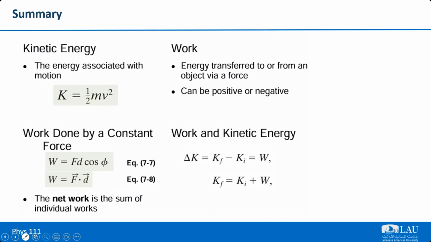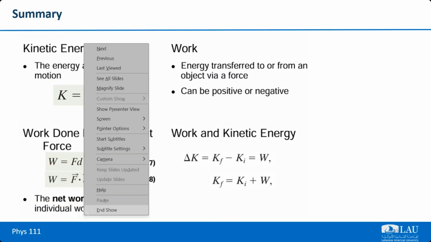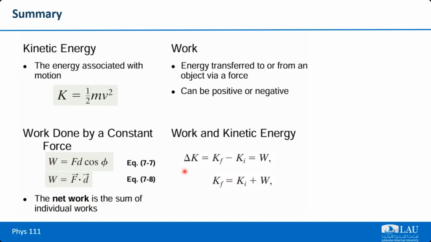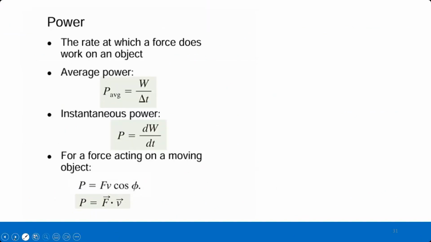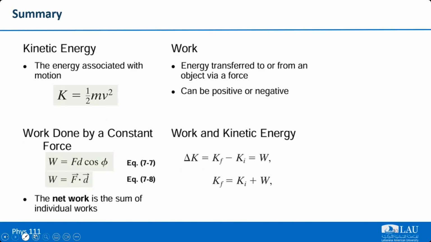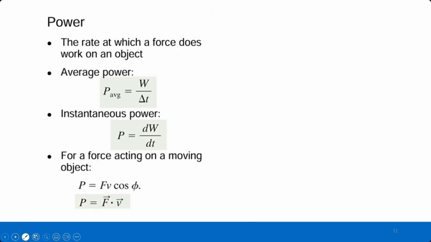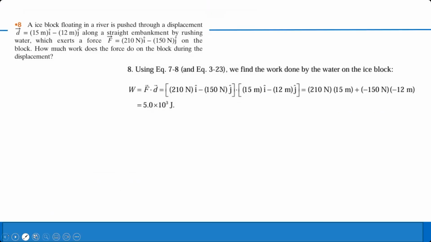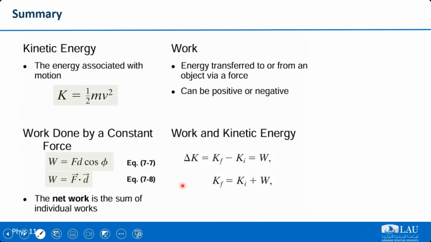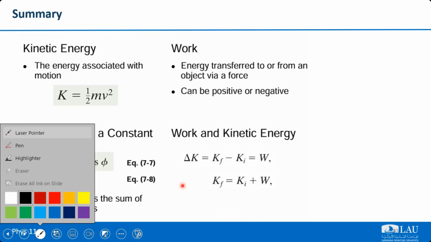So overall, in this chapter, we have defined kinetic energy. We have defined the work done by a force. We talked about the net work done, which is the sum of individual works. We discussed the work energy theorem, which is delta K equals W net. And then we talked about the potential energy of a system, and we talked about the power. It seems I skipped the potential energy summary. Let me write that down.